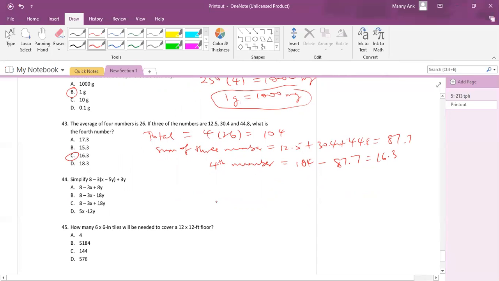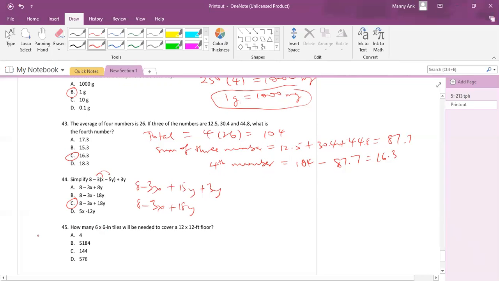And then 44, the answer is C. So remember to distribute. We have a negative sign in front of parentheses. It affects everything, all the signs within the parentheses. So 8 minus 3 times x, negative 3 times, that will be negative 3x. Negative times negative becomes positive, positive 15y, and then plus 3y. Then put the like terms together. These are the two like terms here, the y. They have 8 minus 3x plus 18y. Okay, C.